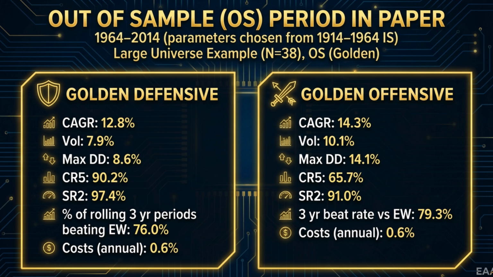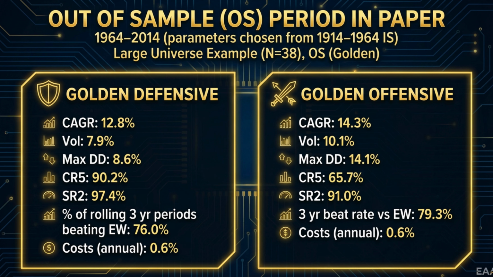In the paper, the model parameters are selected using the first 50 years, then tested on the next 50 years, 1964 through 2014. For the large multi-asset universe they label N equals 38, the golden models show strong reported outcomes. The defensive version posts about 12.8% CAGR, with about 7.9% volatility and a remarkably low 8.6% maximum drawdown over that long out-of-sample window.